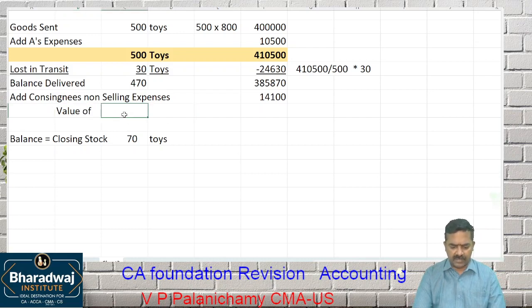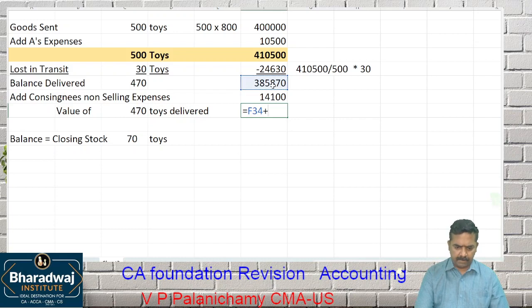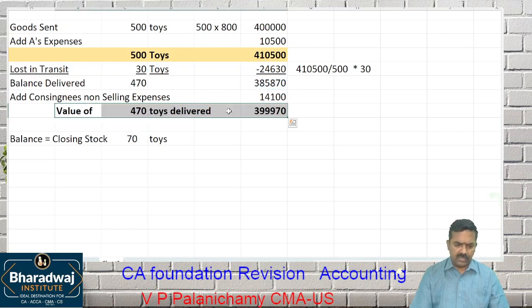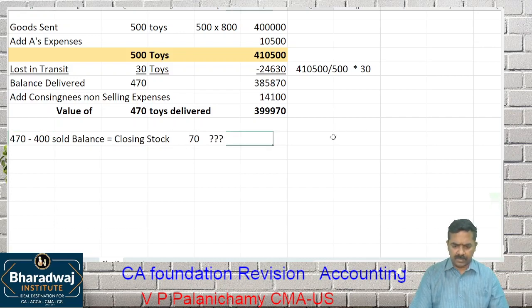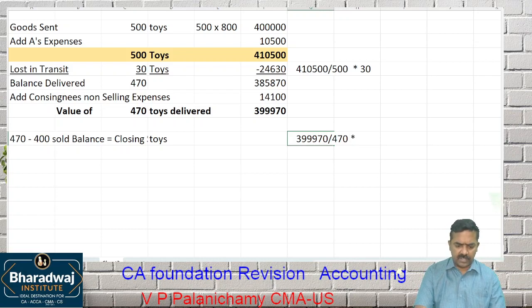Value of 470 toys delivered. Now, if this is that much, closing stock is 470 minus 400 sold out. What is the value of the balance closing stock of 70? Simple. Take it up: 399,970 divided by 470, if it is for 470, what is for 70?